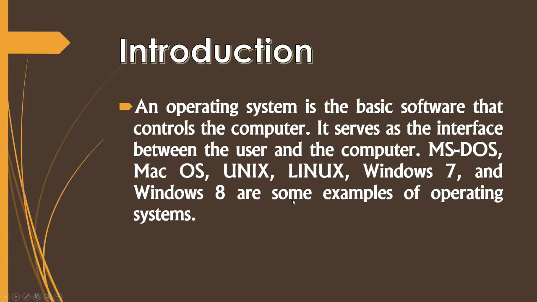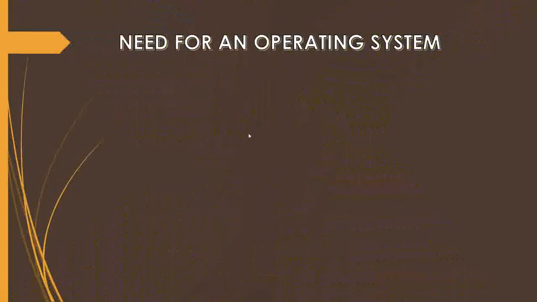So mainly, what is the operating system used for? It is the basic software to control the computer. It serves as the interface between the user, meaning the person using the computer, and the computer. The computer is a machine, and to operate it, the user needs an operating system. So the operating system helps to control the computer.